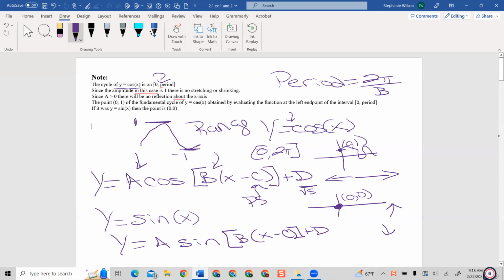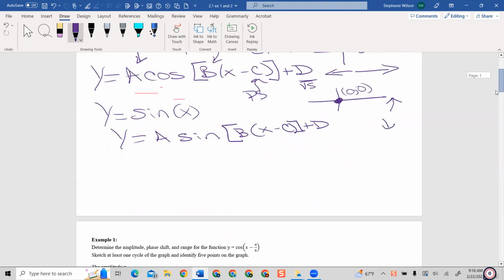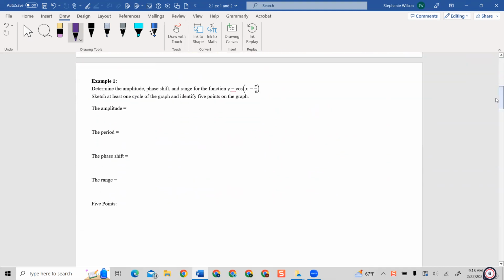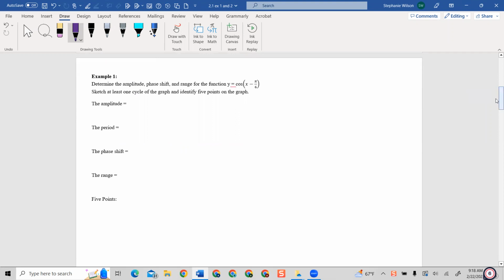So let's apply what we're learning here on example 1. Example 1 says find the amplitude, the phase shift, the range, and so on for this function. Let me highlight it right quick so you can see it real good. It didn't say anything about the period, but we really do need to know what the period is, because it affects this too. For the amplitude, you take the absolute value, and you'll notice the amplitude is 1. It's a +1, so it's still going to be positive.